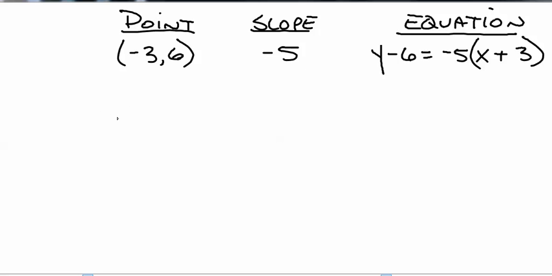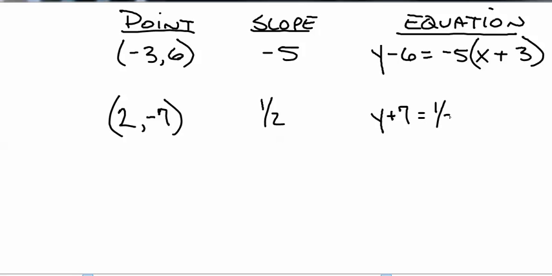So let's shake and bake it a little bit. Let's make this a 2 and make this a -7. We'll make the slope a 1/2. And any volunteers for the equation? Daniel? Very good. Good. Beautiful. Okay? Simple enough? Anybody confused?